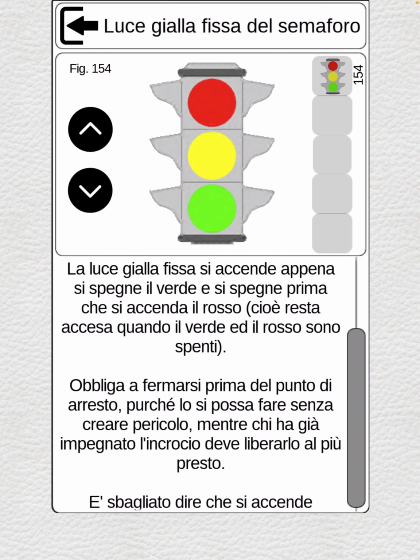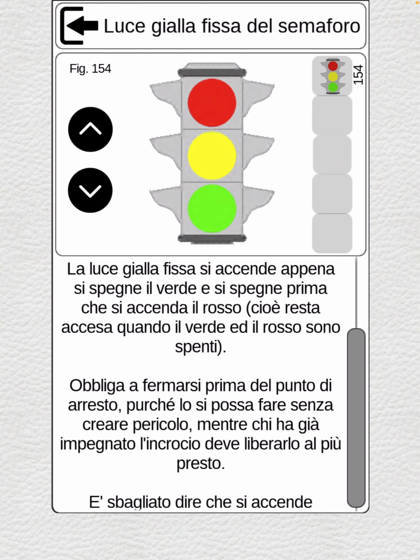What they are explaining, the luce gialla: when the green passes, the yellow light comes on, and it's trying to tell you to prepare for the red light to come on. After the yellow light goes off, then the red light will come on. That is how the luce gialla works.